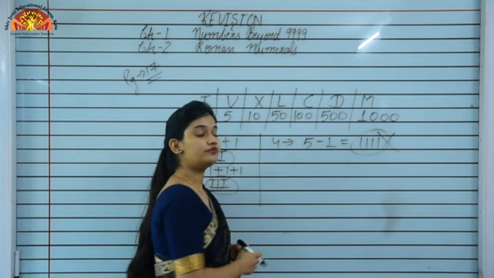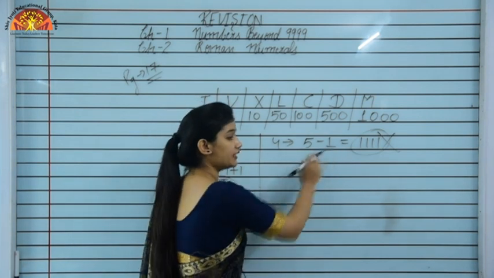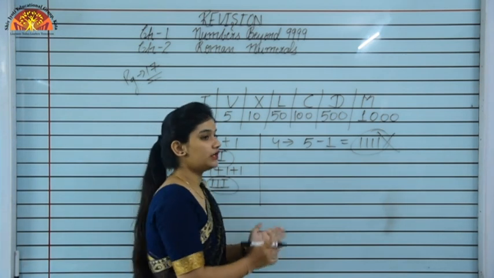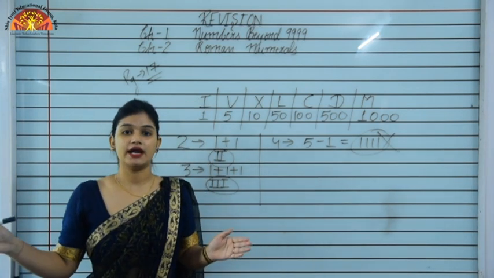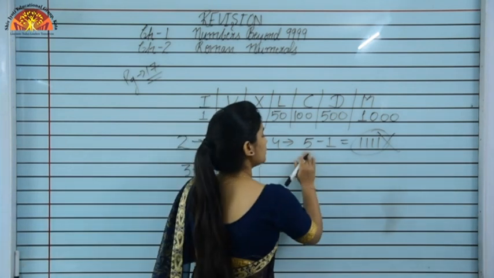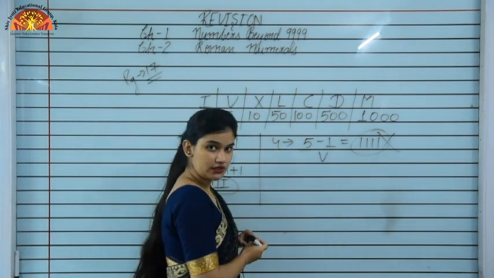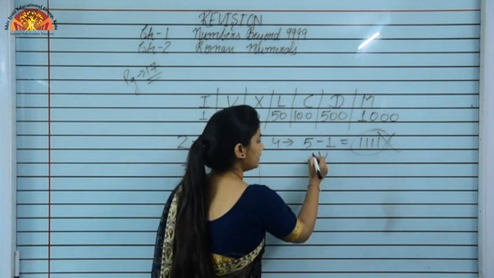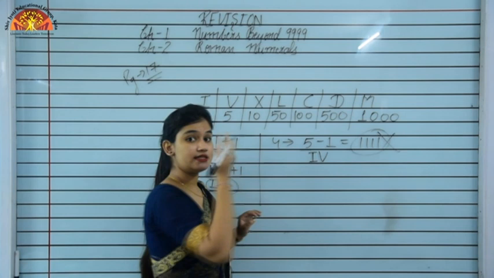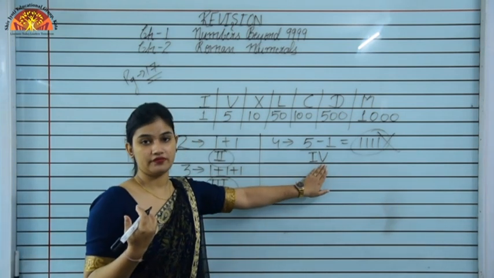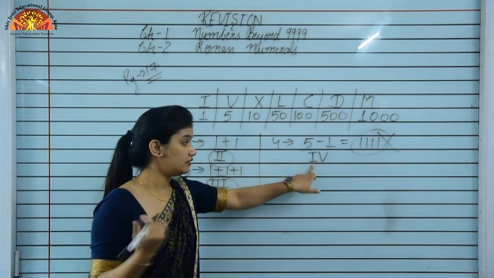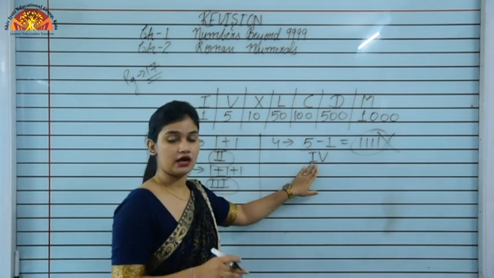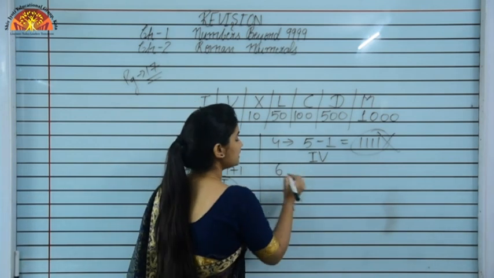So to write 4, what do we have to do? We have to write 5 minus 1. Now whenever you are doing minus 1, the symbol will come this side, at the left side. 5 means V. Now I have to do minus 1, and 1 means I. So I will write I this side, left side of the 5. Why am I writing on the left side? Because the left side means I am doing subtraction. Understood, students?